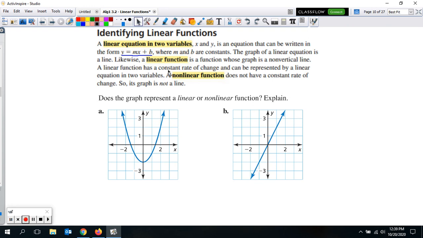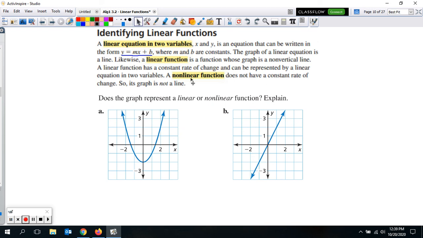It says a linear function that has a constant rate of change can be represented by a linear equation in two variables. So there's another thing about a linear function: it has a constant rate of change. A nonlinear function does not have a constant rate of change, and that means the graph is not a line.